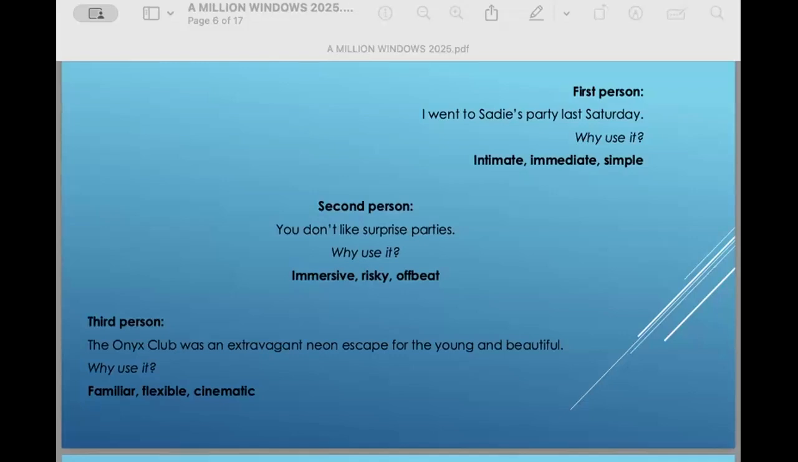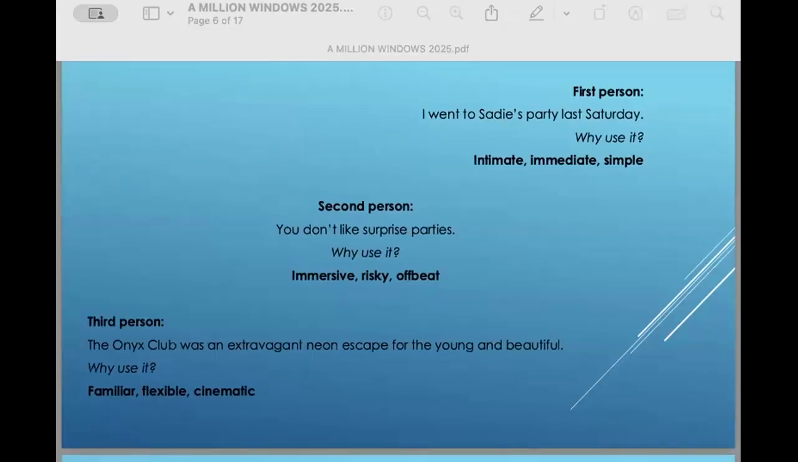The third one is the third person, and this is the one that we are most used to when we're reading fiction. So if we read this first line, "The Onyx Club was an extravagant neon escape for the young and the beautiful." As you can see, even from the establishing line, there's no specific character in the story yet. The story has been posed to us. It's been moderated by a narrator who we don't understand who that person might be, and they are outside of the frame, outside of the story. We like it because it's familiar. It gives you, as a writer, a lot of flexibility, and it has a nice visual. You can bring a lot of visual storytelling to it as well.